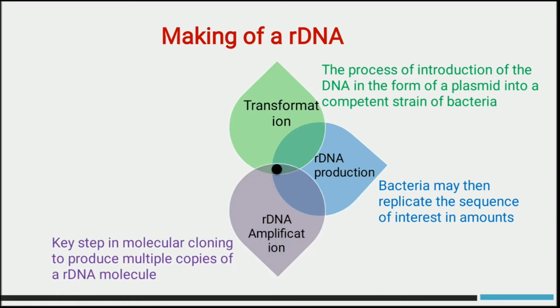Next, this recombinant DNA plasmid also moves to the progenies of the bacterium. So the recombinant DNA plasmid will multiply tremendously. That process is called recombinant DNA amplification. This is a key step in molecular cloning to produce multiple copies of recombinant DNA molecules.